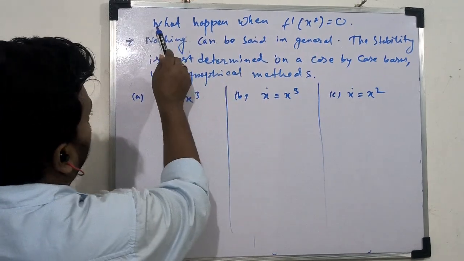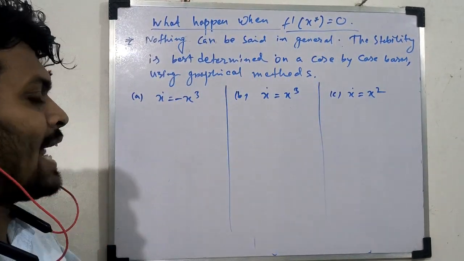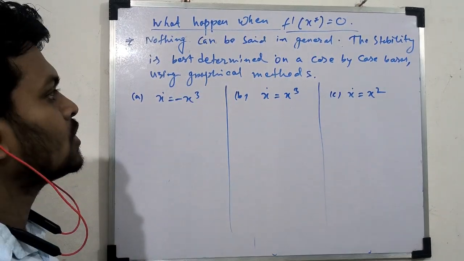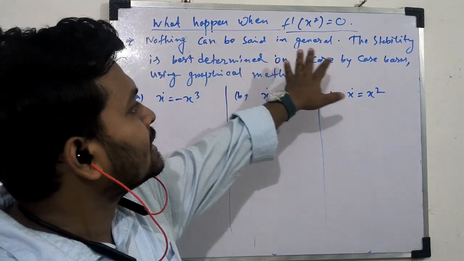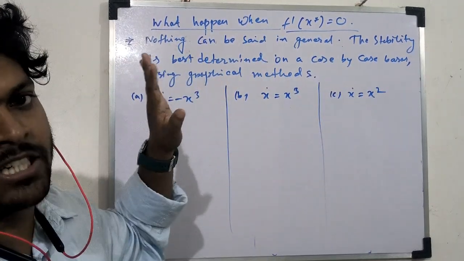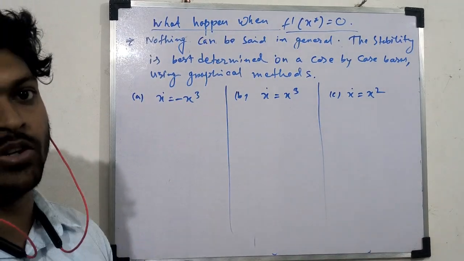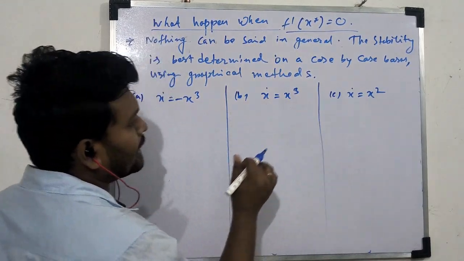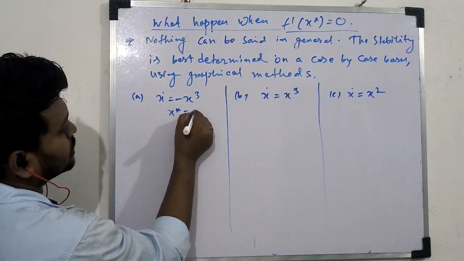So the question is, what happens when f dash x star is 0? In that case, we cannot apply the general theory that we have discussed. In this case, nothing can be said in general. So the stability is best determined on a case by case basis, that is, using the graphical method. So for all of these examples, f dash x star, for each case, x star is equal to 0.